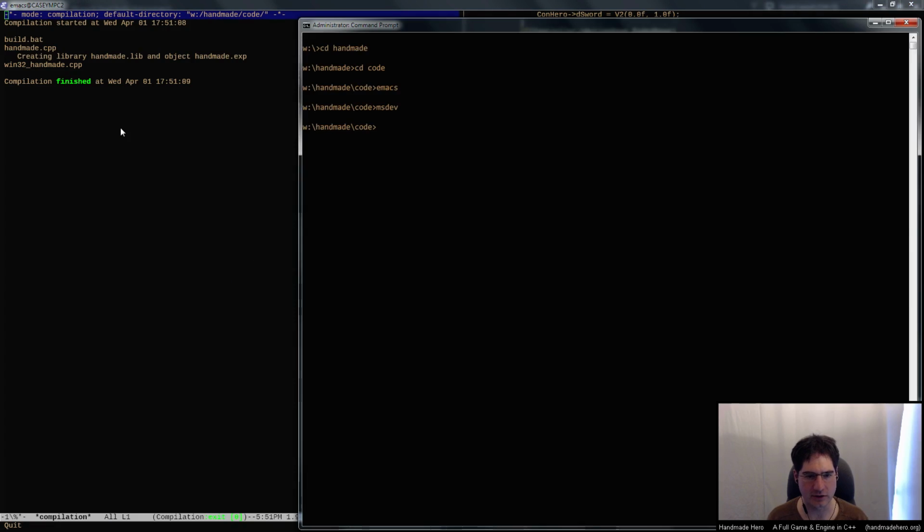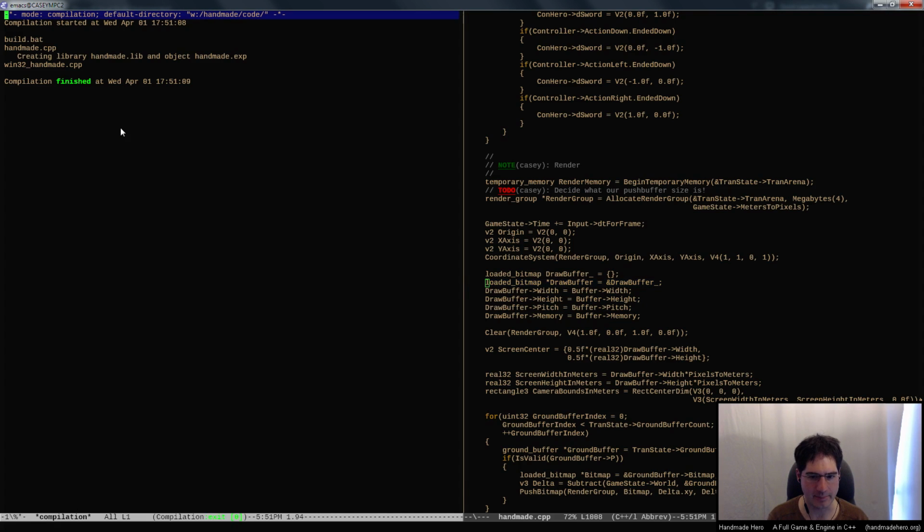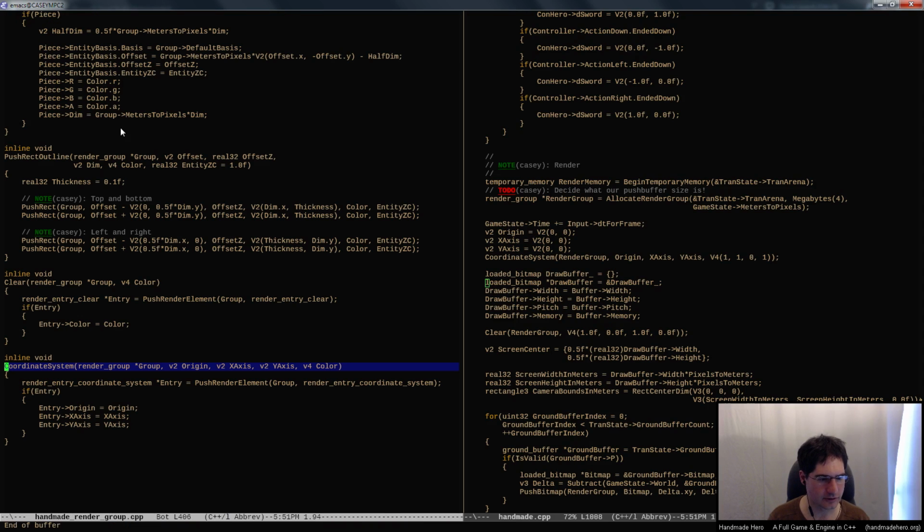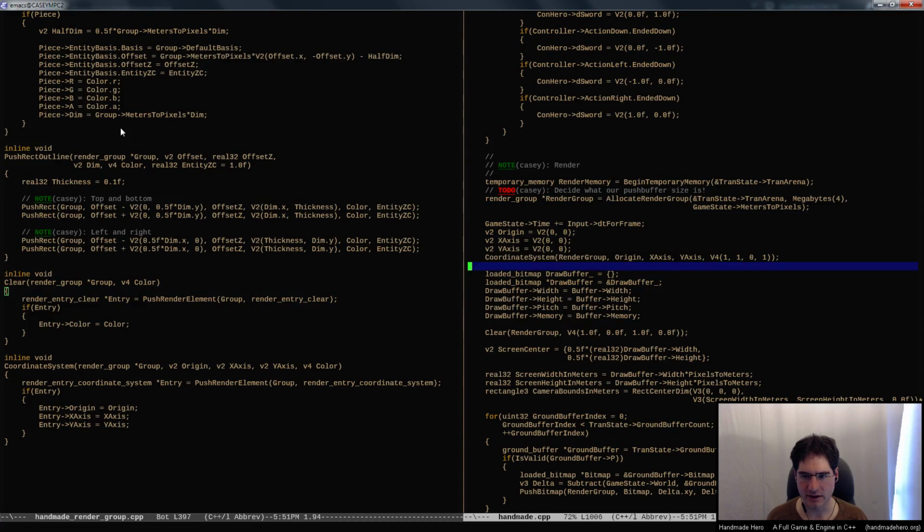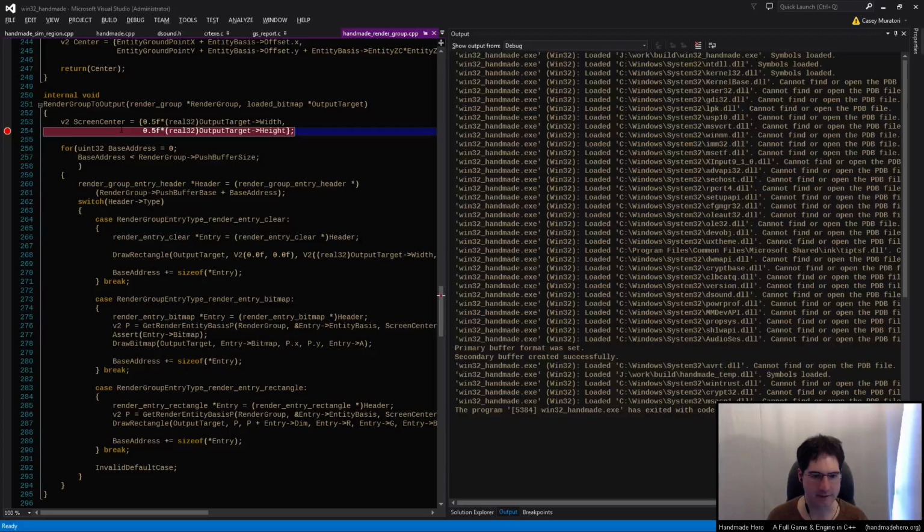So I'm going to go ahead and take a look at that buffer and see why that's not happening. Let's go into Handmade render group. Just make sure, because we're pushing render entry coordinate system, right? So the type of that should not be clear. It should be coordinate system. So the first thing on our stack should be one of these coordinate systems. So let's see why it's not.